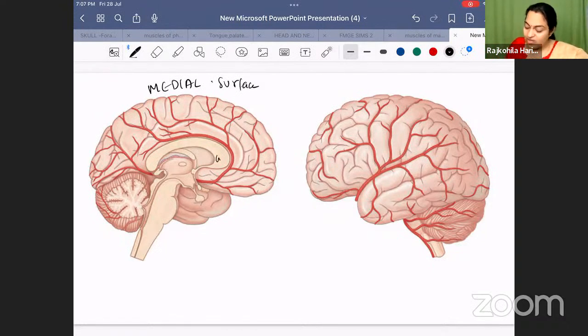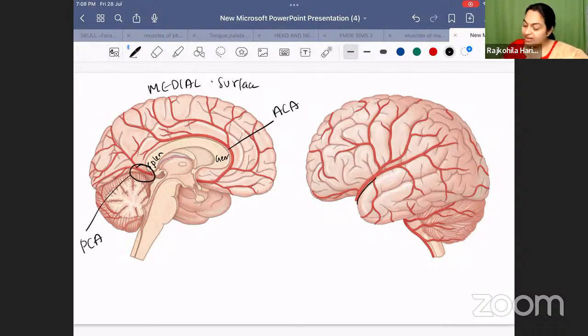So this is your corpus callosum. You can see the genu here running parallel to the corpus callosum. That's the anterior cerebral artery. This is your splenium, right? Just below the splenium, that's the posterior cerebral artery.